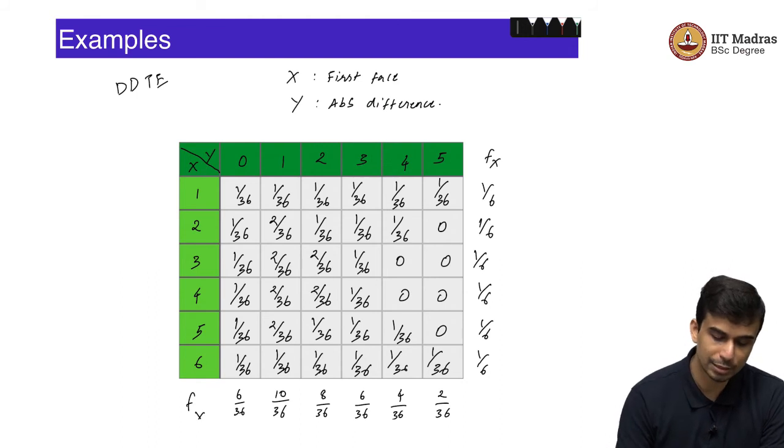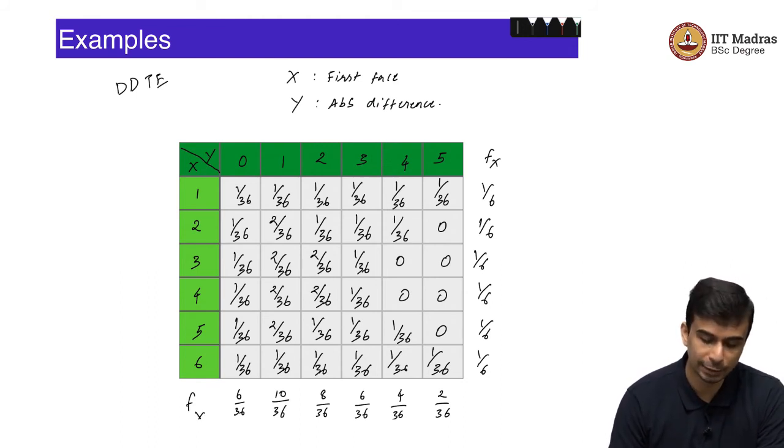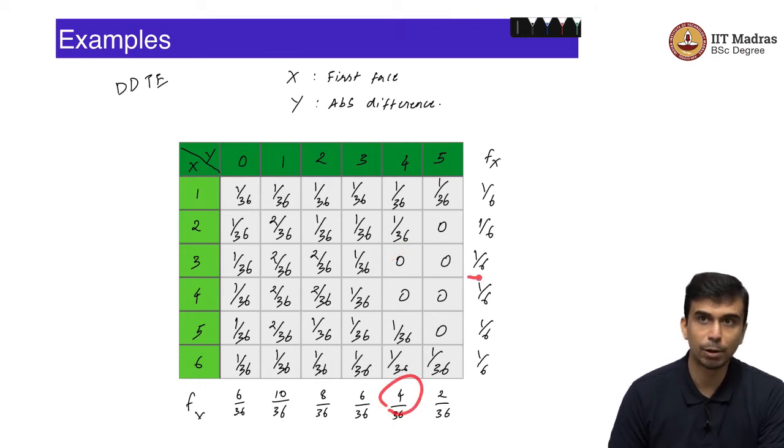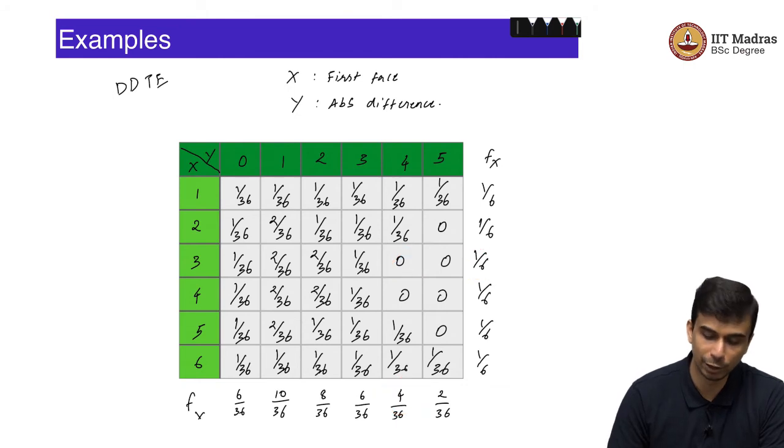Here is the example that we did first. It is the same double dice throw experiment where x is the first face and y is the absolute difference. Here you can clearly see that fxy of x comma y is not equal to fx of x into fy of y. For example, here you have 0, and 4 by 36 times 1 by 6 is clearly not 0. So, fxy of x comma y is not equal to fx of x into fy of y, and hence x and y are not independent.